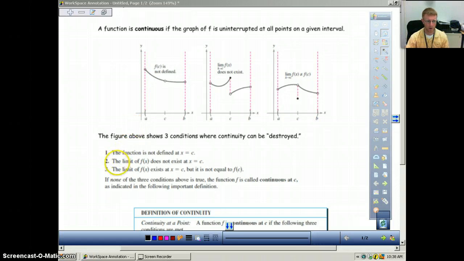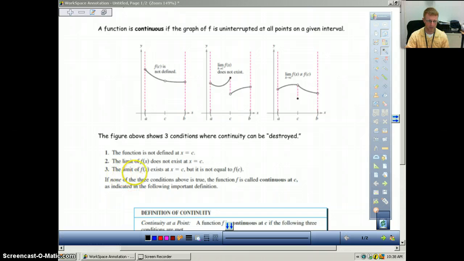The second one is if the limit does not exist. So here, you see in the second graph, from the left side, you're going to one point. From the right side, you're going to another point. So the limit doesn't exist there, therefore it's also not continuous. So a function's not continuous if it's not defined at a point, if there's a hole. It's not continuous if the limit doesn't exist, if it's approaching two different points, basically a jump in the graph.